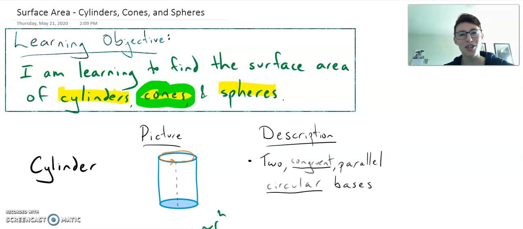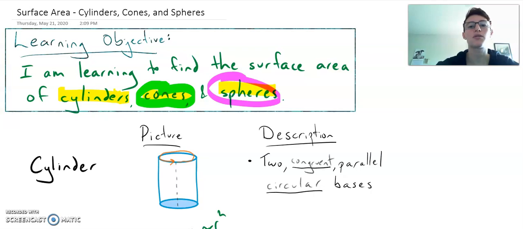Welcome, mathematicians! Today we're going to be finishing up our surface area of our different shapes for Math 8, 8th grade. We've already looked at cylinders, we've looked at cones, and today we're going to be starting our look at, let's put in pink, spheres. So we're going to be looking at spheres. We're going to approach this in the same way.